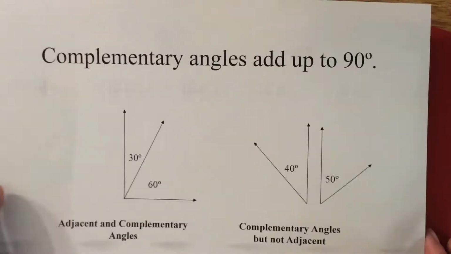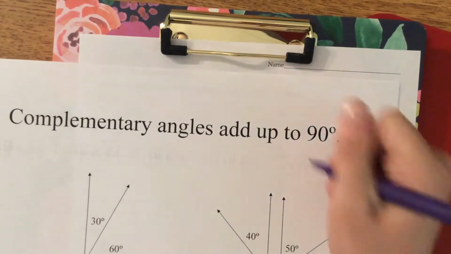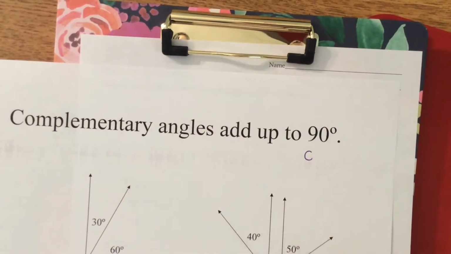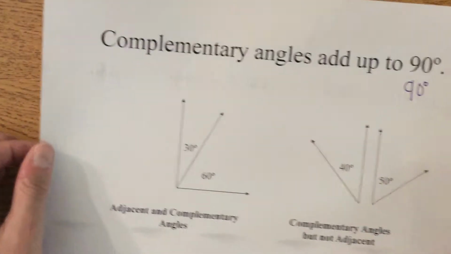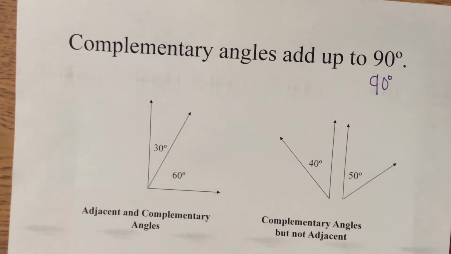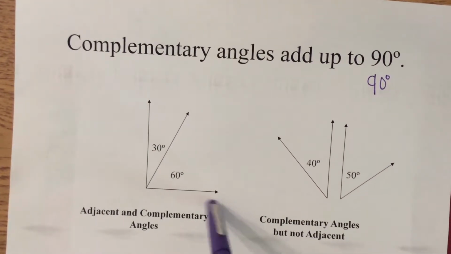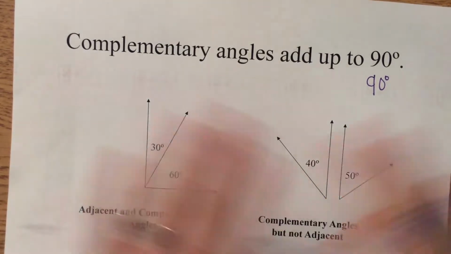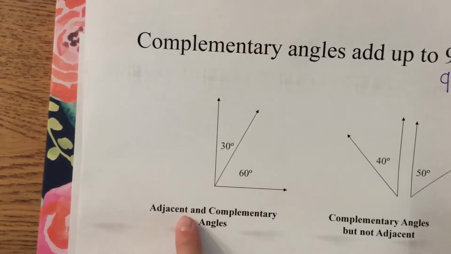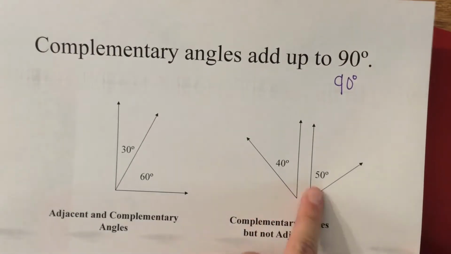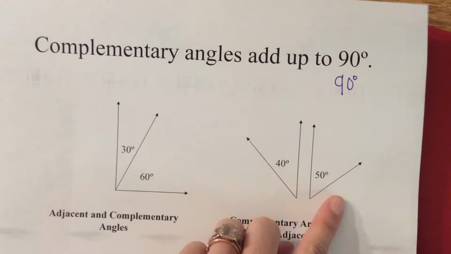Complementary angles add up to 90 degrees. An easy way to remember this is if you draw a C for complementary, you can turn that into a 9 and make it 90 degrees. So complementary angles are any two angles that add up to 90 degrees. Now, complementary angles, even if they are adjacent, are not a linear pair. Linear pairs have to add up to 180 degrees. So these are adjacent and complementary because they add up to 90. These are not adjacent because they're not right smack next to each other, but they are complementary because they add up to 90.